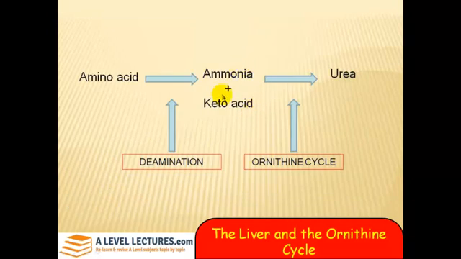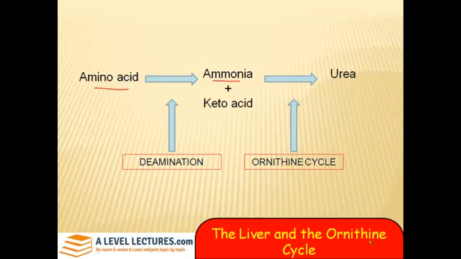Now here's the basic process. It's a two-stage process. In the first stage, you've got your amino acid here, and you strip off the ammonia, leaving behind a keto acid. The keto acid itself is pretty useful in terms of what it's made up of, and that can go off and be used elsewhere. The second stage is taking this ammonia and converting it to urea, and this is all part of the ornithine cycle. So we've got two parts here: deamination and the ornithine cycle.